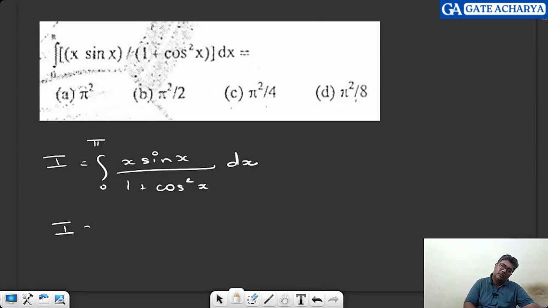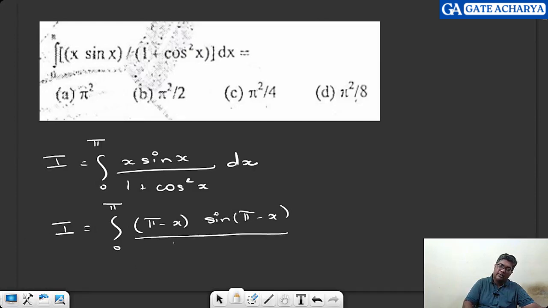So what I'll do is, wherever there is x, now here the limit is from 0 to pi, I'm replacing it by pi minus x. That is pi plus 0 is pi, so pi minus x. Sine of pi minus x divided by 1 plus cos square of pi minus x.